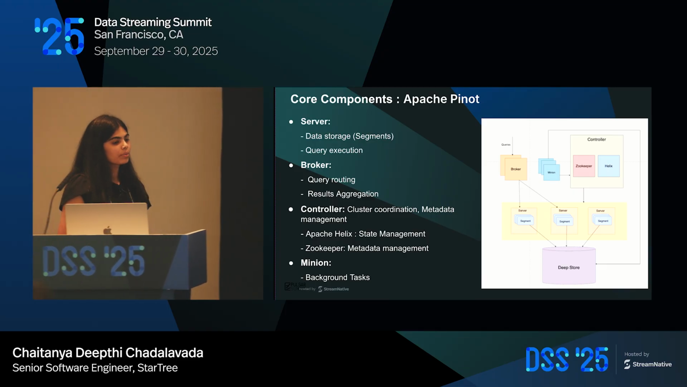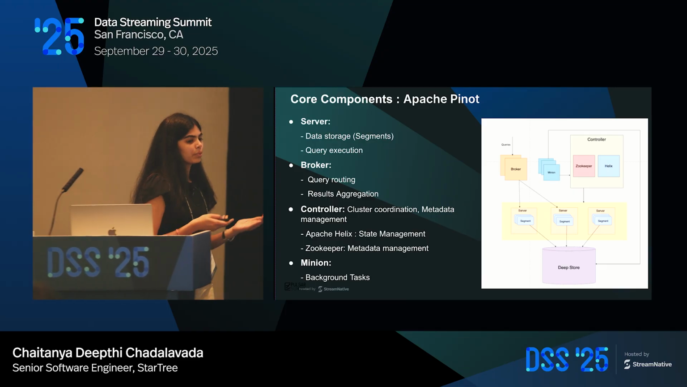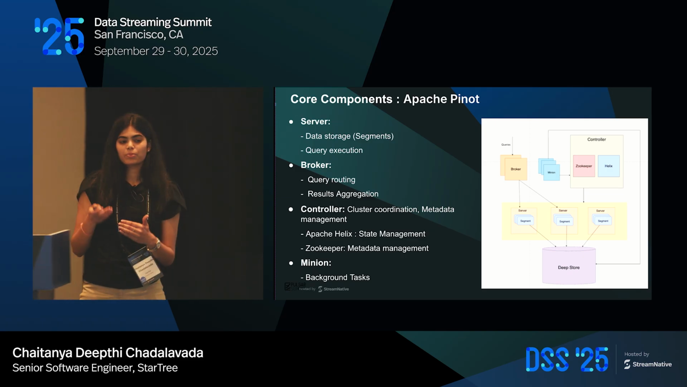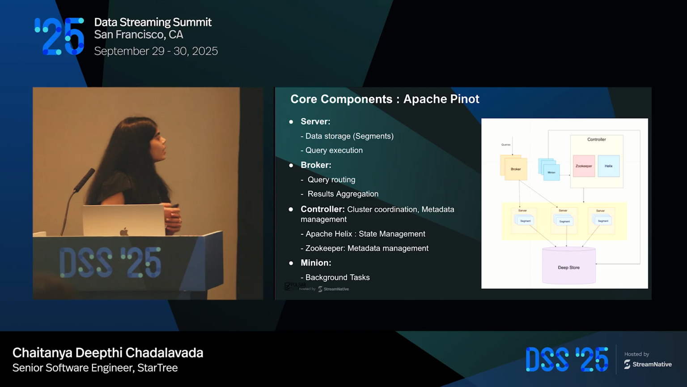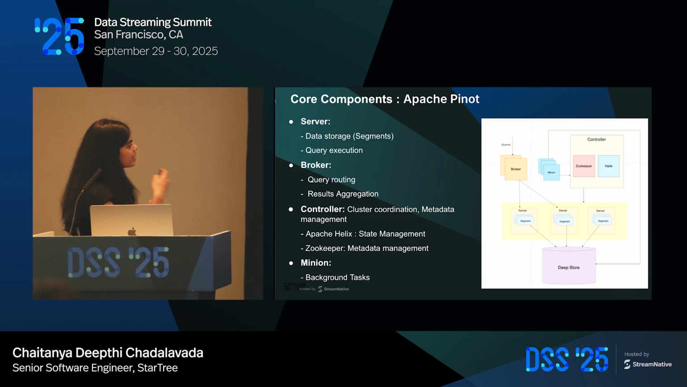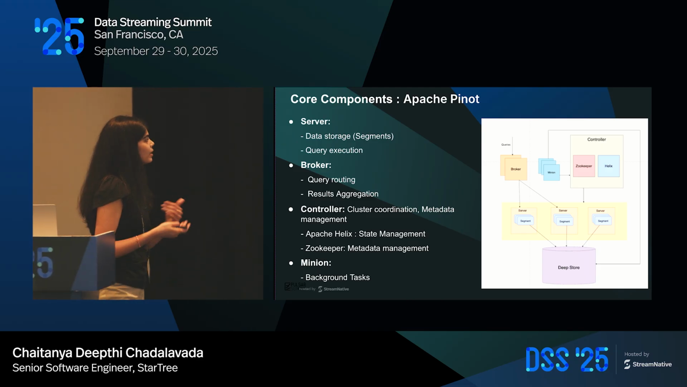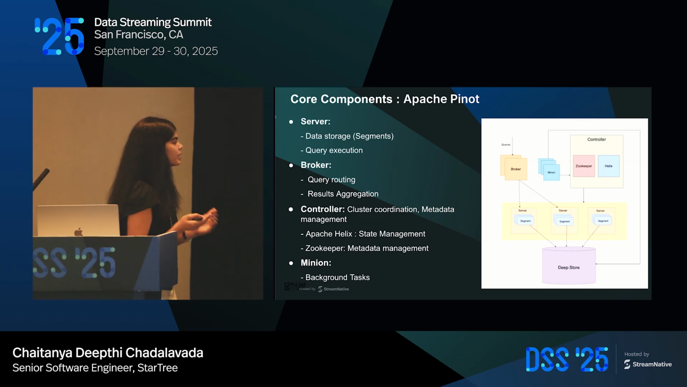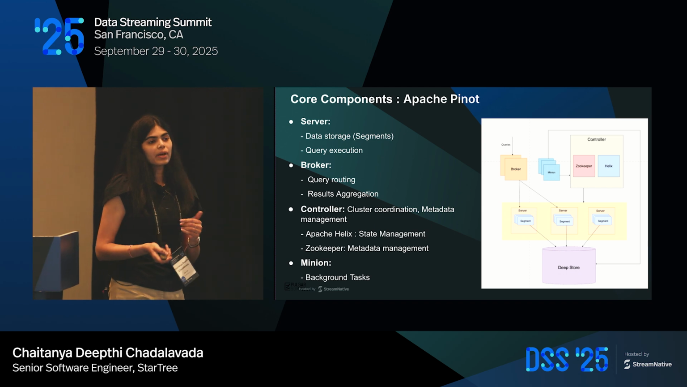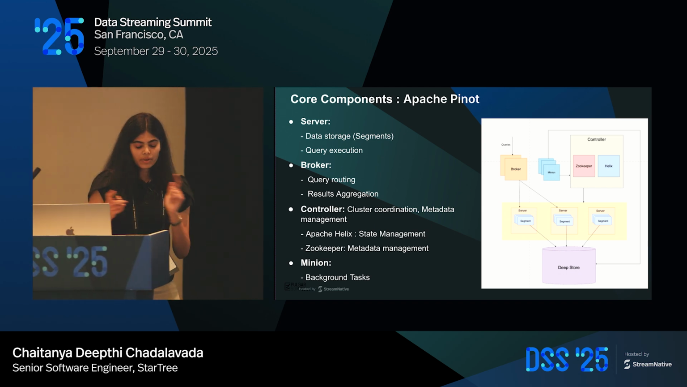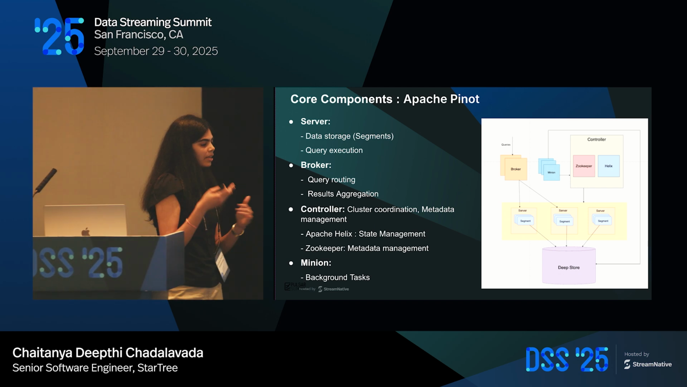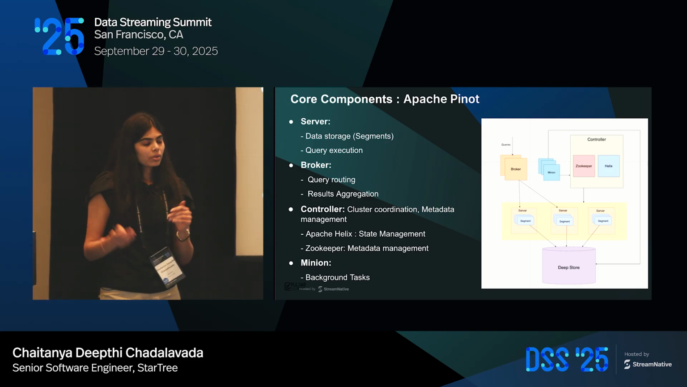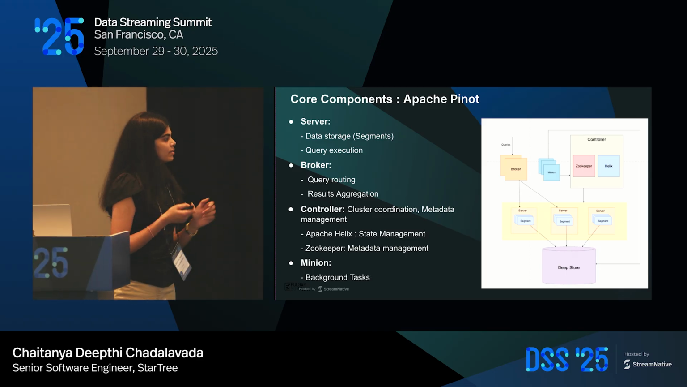And we have the controller, which is the heart of Pinot, which handles all kinds of cluster coordination, metadata management, and state management. The controller consists of two parts, Apache Helix and Zookeeper. Zookeeper, as you know, is the store which manages all the metadata for distributed systems today. And Helix handles all the transitioning of the segments, for example, the state transitions that happen as the segments get committed to the disk and then to the deep store where the consistent copy sits.